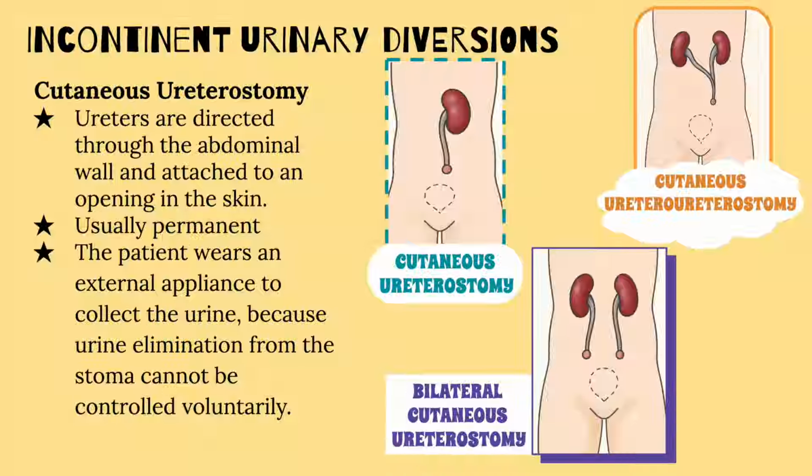The difference between this procedure and an ileal conduit is that a cutaneous ureterostomy doesn't involve any surgical resections or transplantations of the bowel. The ureters are brought directly to the abdominal wall and attached to an opening. However, both procedures redirect the stream of urine and involve urine being collected into a urostomy bag.